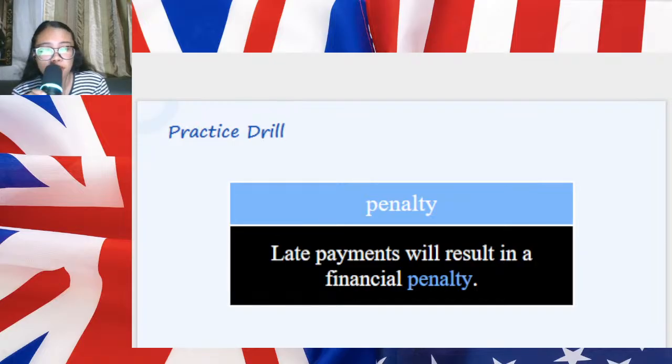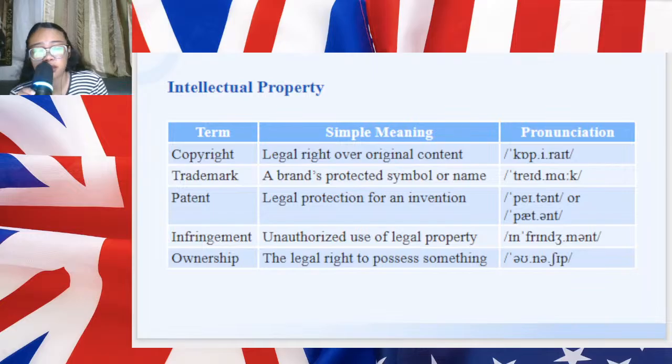Alright, so those are the words for risk and liability. Let's move on to another set of terms, which is on intellectual property or IP. Okay, let's start with copyright. This is a legal right over original content. It is a right that is granted to the creator of original works of authorship, which includes literary, dramatic, musical, and certain other intellectual works. This right gives the creator exclusive control over the use and distribution of their work for a certain period. So that is copyright.